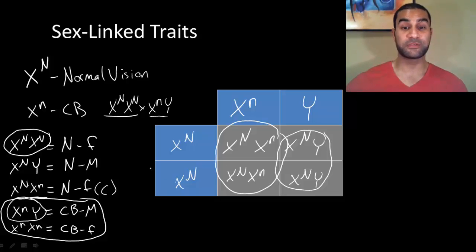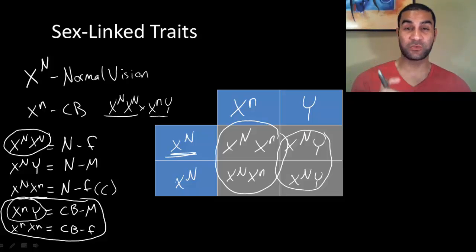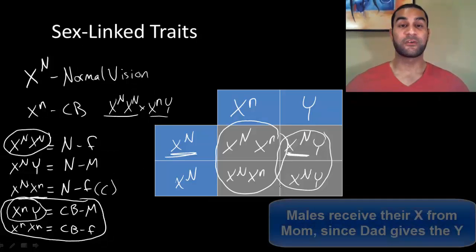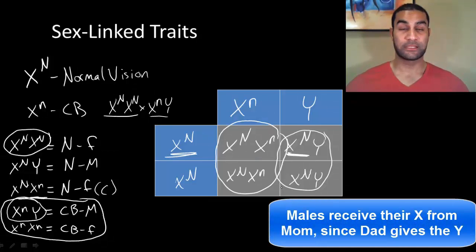Because the mom is 100% normal, 100% of her offspring will always get at least one of these X's, which is true about the guys as well. And this is one of the key things you need to understand. A guy, because he's XY, will always get that X from his mom. That's one very important rule you need to make sure you remember. Sons will receive their X's from their mom.